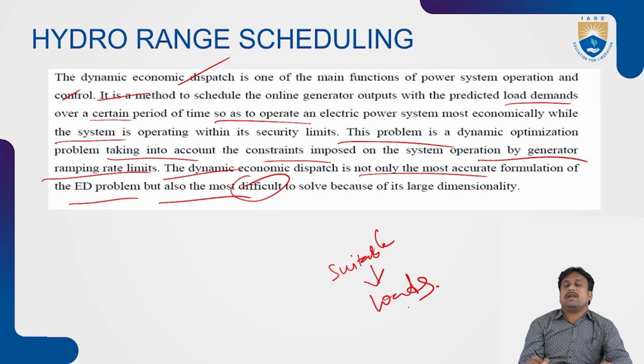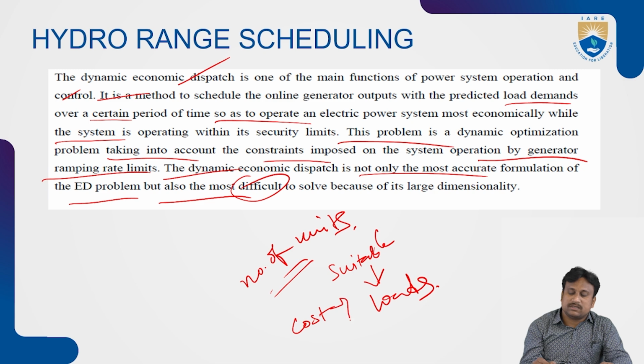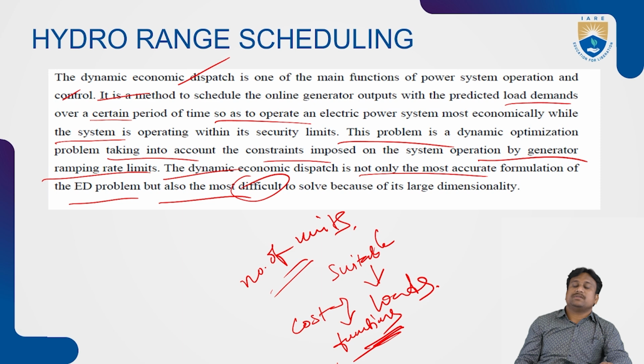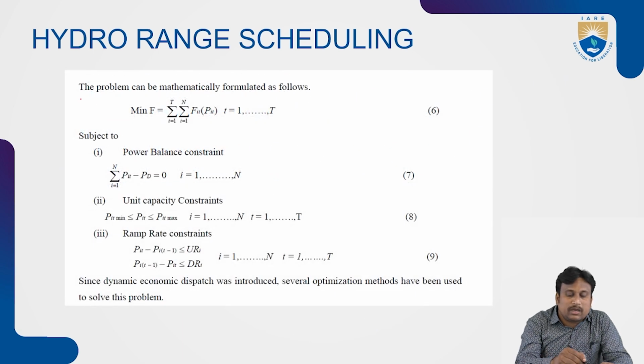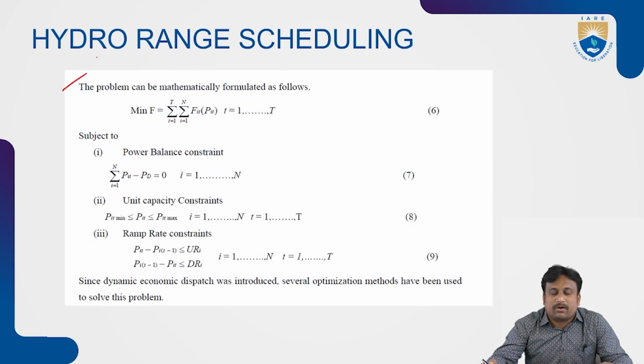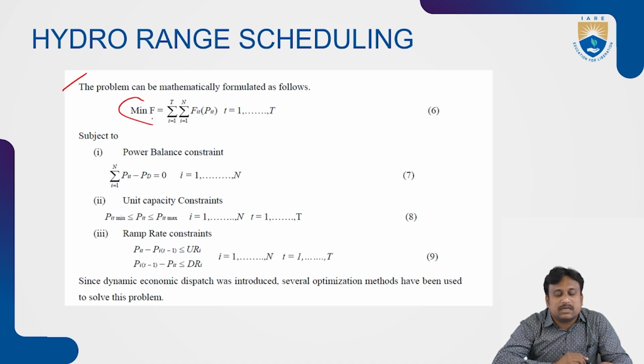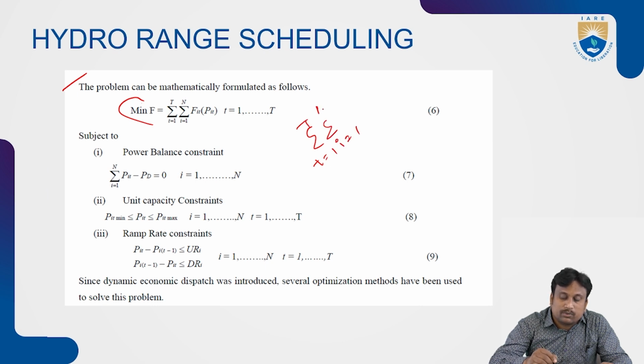So it is the method by which we schedule the hydro thermal case with generators, depending upon the number of units. The number of units is treated as one of the cost functions in the hydro power system network. Here the problem can be mathematically formulated as the minimum of the function, summation t equals 1 to capital T, summation i equals 1 to n of Fit of Pit.